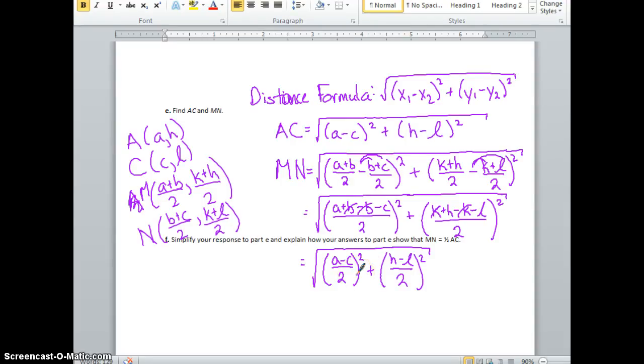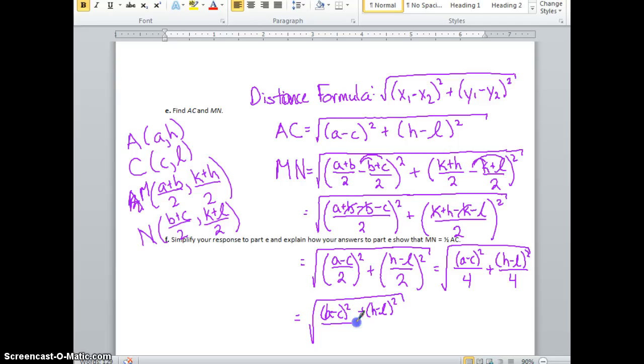That would be fantastic. So what I'm going to do is I know that when I square a fraction, I can square the top and the bottom separately. So if I do that, this is going to end up looking like A minus C squared on top, but then I can square 2. 2 squared is 4. And then I can do the same thing with the other one. So this will be H minus L squared over 4. Now notice, another nice thing, they're both over 4. So we can now write across the top A minus C squared plus H minus L squared all over 4.